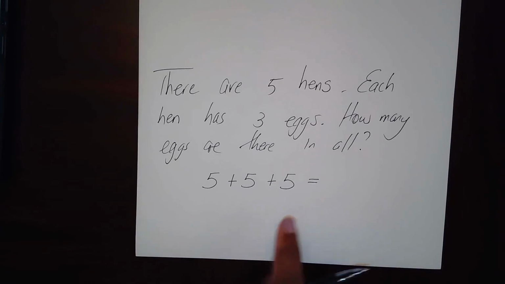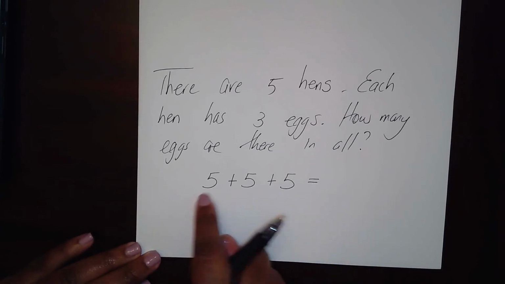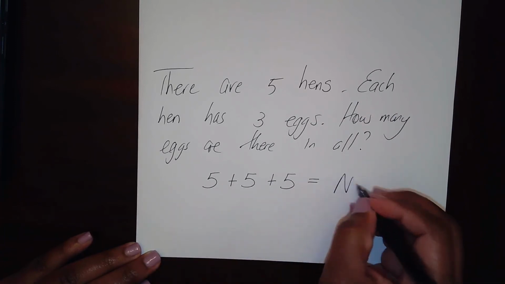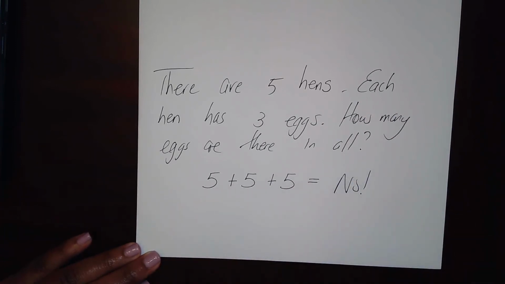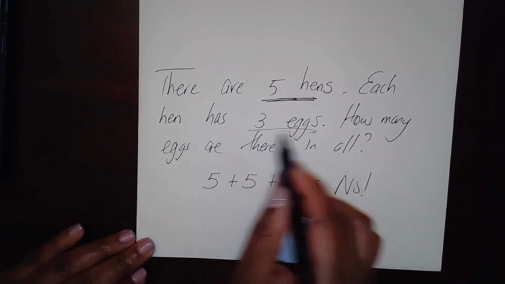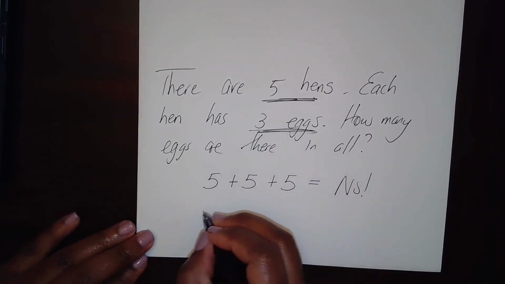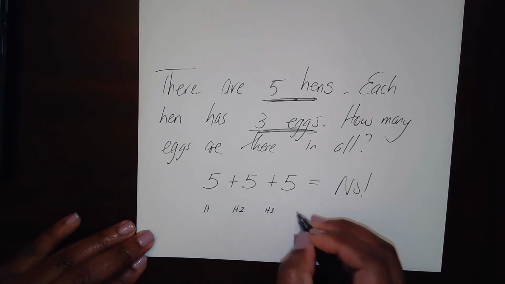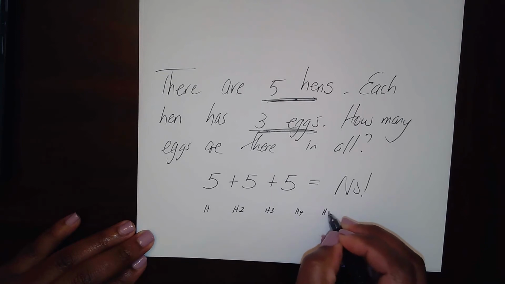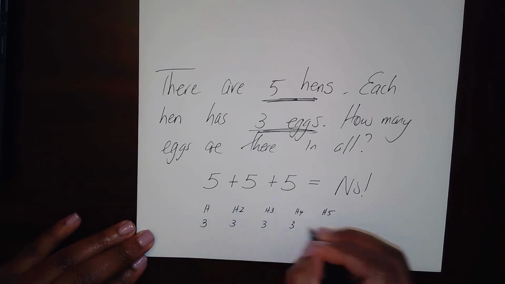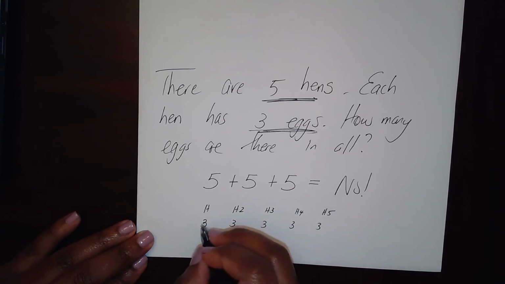No, because there are 5 hens. Why would we need to do this? Not at all. So what would we do? We have to look carefully at the question. There are 5 hens, and each has 3 eggs. So this is hen 1, hen 2, hen 3, hen 4, and hen 5. And each has 3 eggs. Notice what I'm doing here? So what could we do?